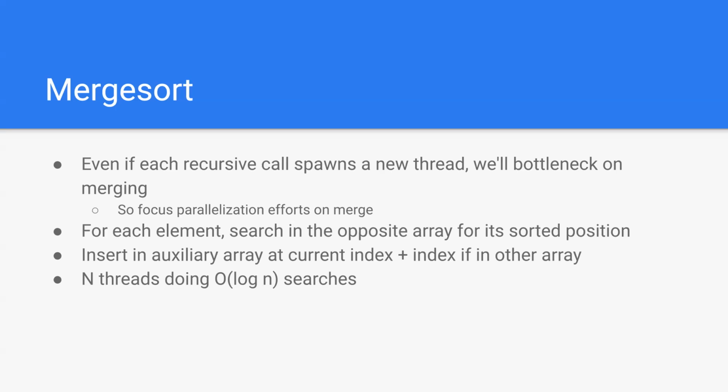And then based on that index of where it would belong, you can calculate in the merged array which index this element should go. And so if you have n threads, a thread for each element, you can do the merge in log n steps. So instead of the algorithm being n log n as merge sort normally is, this sort has a theoretical complexity of log squared n, because you're doing log n to do the merge log n times.